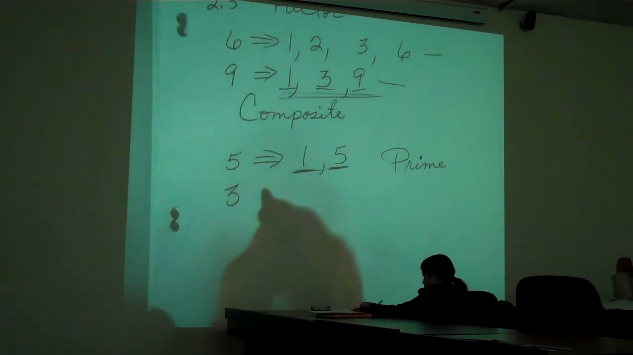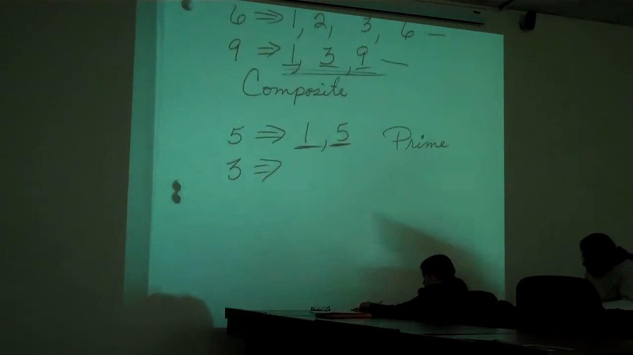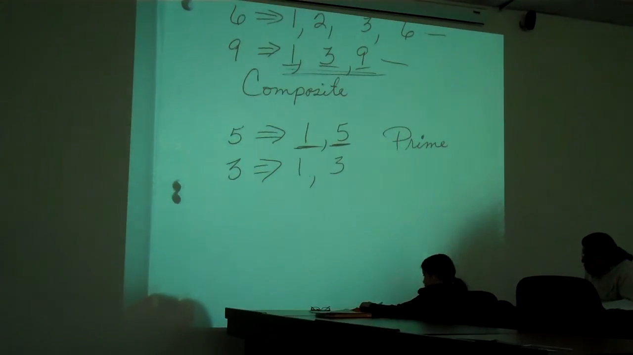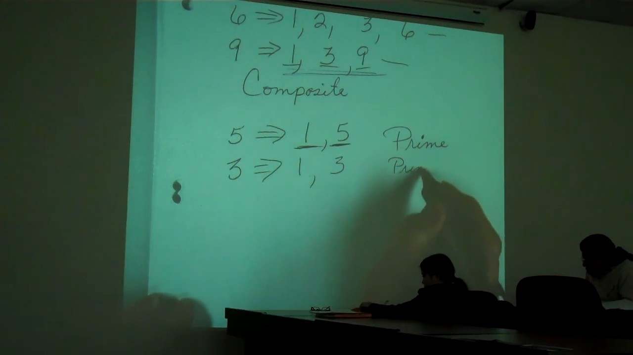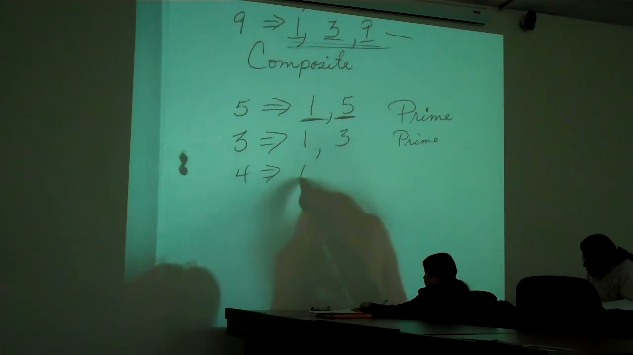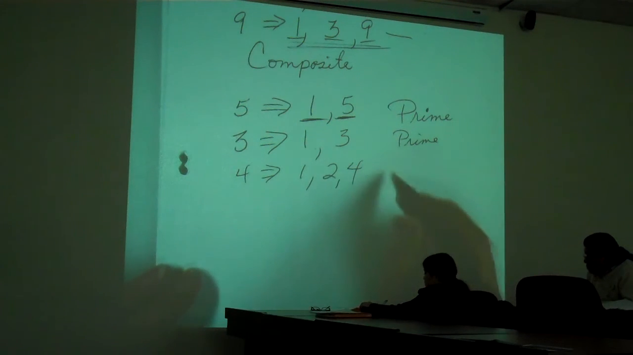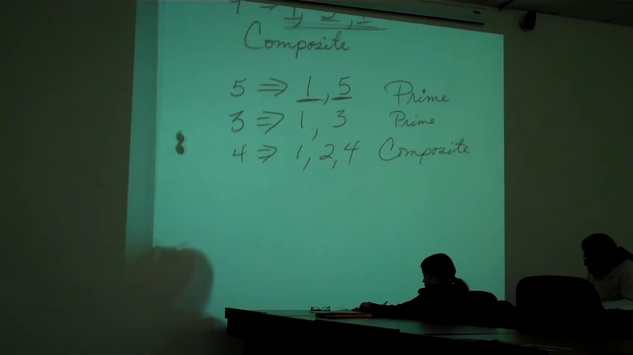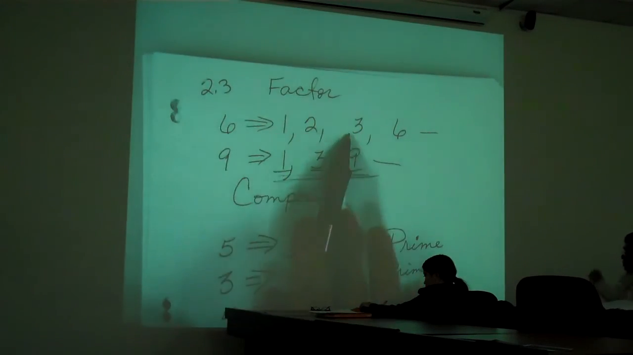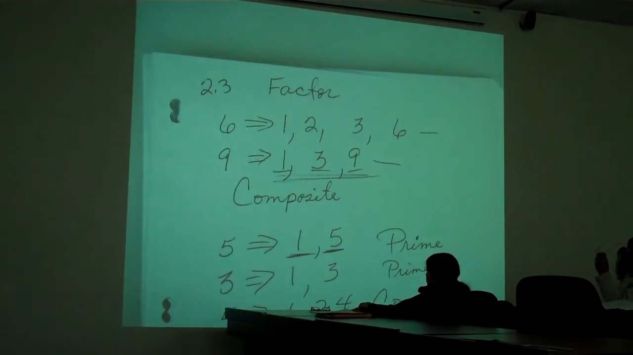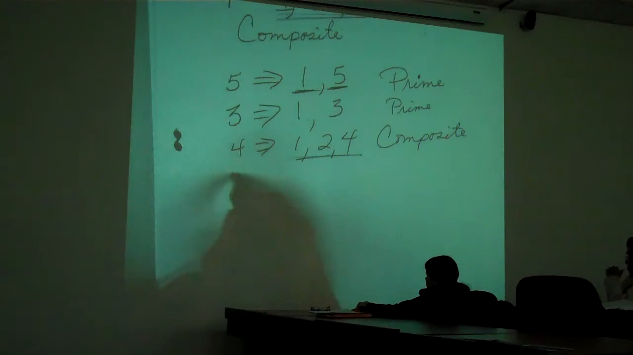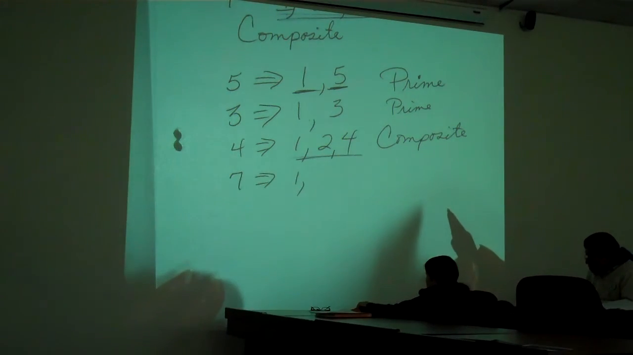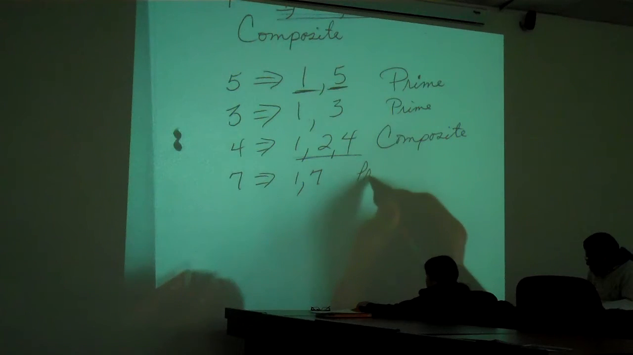Take 3. What are the factors of 3? 1 and 3. So it's prime, right? How about the factors of 4? 1, 2, and 4. So it's a composite, because it's got more than 1 and itself. Like 6 is 3 times 2, and 6 times 1. So that's a composite. What about 7? 7 is prime. Just 1 and 7.